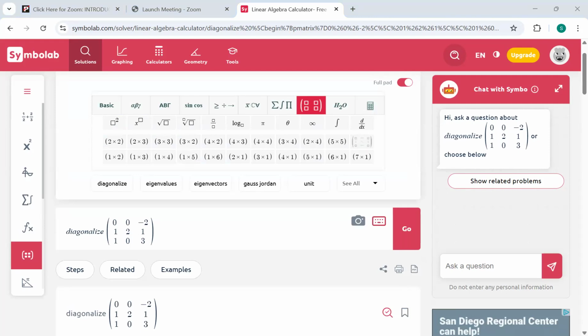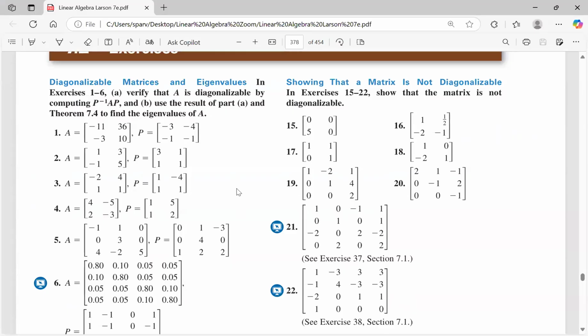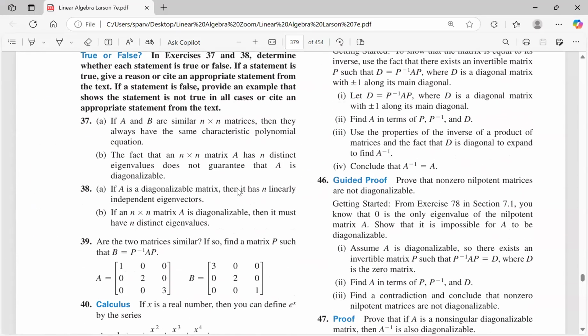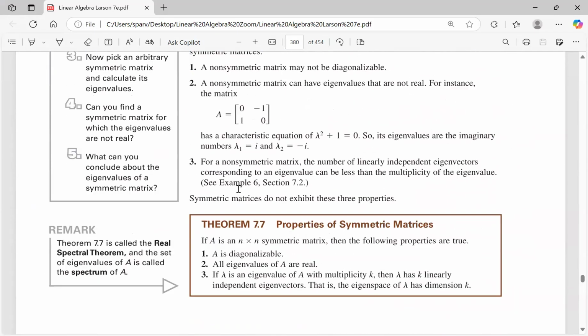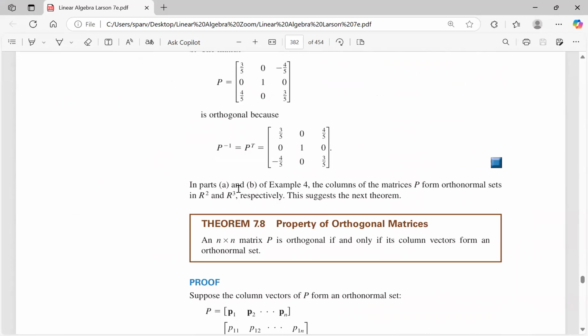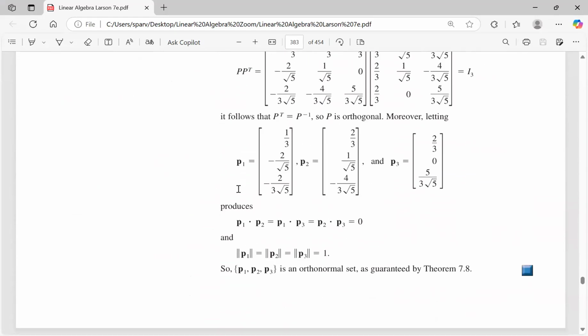And this time, I'm going to change my share to the page of the book. Okay, so we've done an example of diagonalization here. Let's actually go to section 4 now.